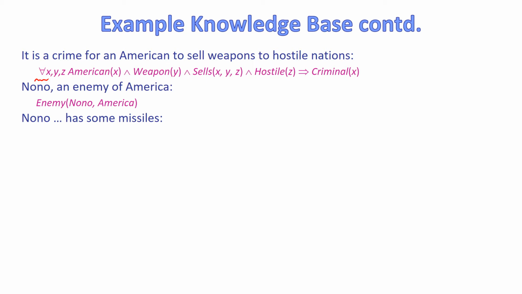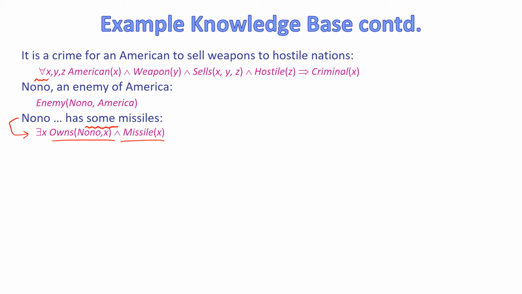Okay, Nono has some missiles. Whenever we say this word "some," that means we should have "there exists," right? So here there exists a missile that is owned by Nono. So there exists a missile X, and X is owned by Nono. So that's another predicate that says that Nono owns X. Okay. So that's the conversion of this.